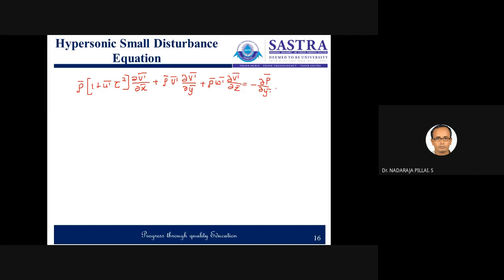Again, write the z momentum equation. So the z momentum equation can be written as ρ̄ into 1 plus ū' into τ² into ∂w̄'/∂x̄ plus ρ̄ v̄' ∂w̄'/∂ȳ plus ρ̄ w̄' into ∂w̄'/∂z̄, that is equal to minus ∂p̄/∂z̄.